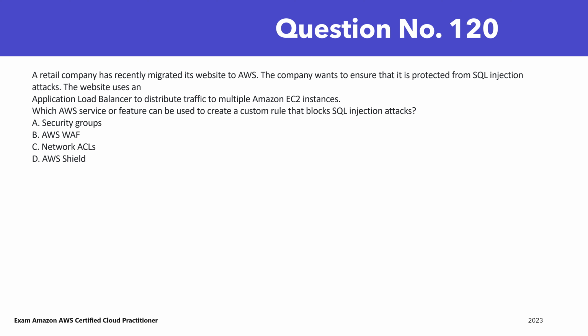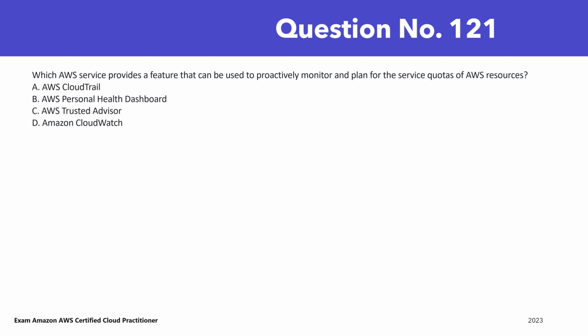A retail company has recently migrated its website to AWS. The company wants to ensure that it is protected from SQL injection attacks. The website uses an application load balancer to distribute traffic to multiple Amazon EC2 instances. Which AWS service or feature can be used to create a custom rule that blocks SQL injection attacks? A. Security groups. B. AWS WAF. C. Network ACLs. D. AWS Shield. Correct answer, B.